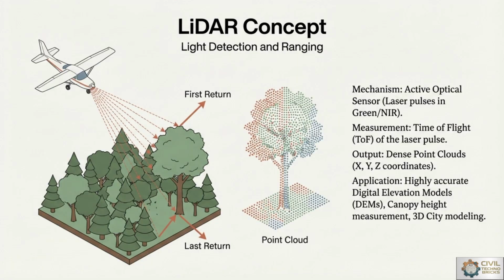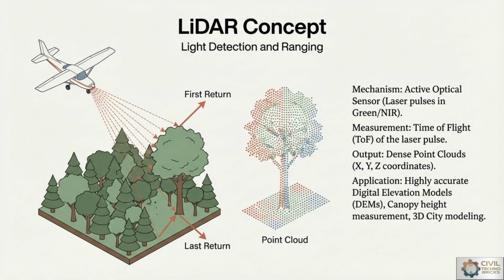LiDAR is an active remote sensing technology that uses laser pulses to measure distances to objects. The system is based on the mechanism of an active optical sensor, that is laser pulses which are available in the green or near infrared region. The time of flight of the laser pulse is measured by using the LiDAR technique. Millions of measurements are collected to generate highly accurate 3D point clouds. So civil engineers use LiDAR for topographic mapping, terrain modeling and infrastructural surveys.